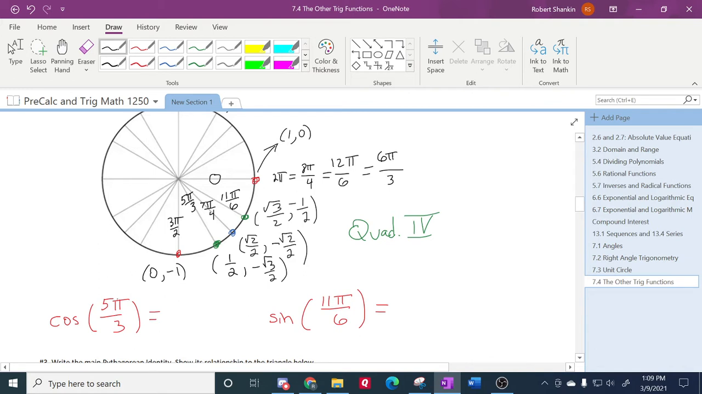Okay, cosine of 5 pi over 3, I just look at, oh, here's the angle right here. Cosine is the x-coordinate. The sine of 11 pi over 6, here's the angle, 11 pi over 6. The sine is the y-coordinate.